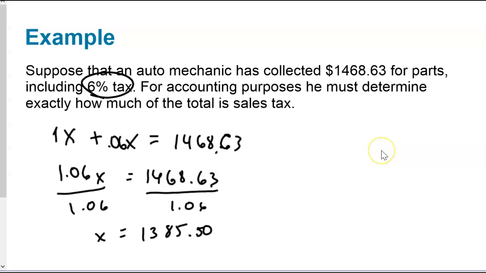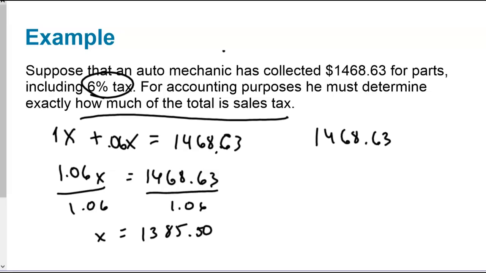Let's go back to the question, and the original question says how much of the total is tax. So make sure you always go back to answer the problems you do. So then what we'll do is look at the amount that was originally paid, and that was $1,468.63. That was with the tax, and we will subtract the amount for the parts.